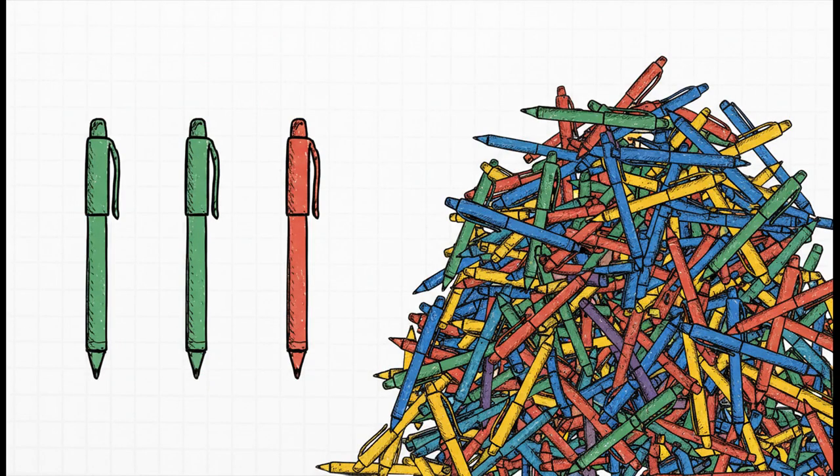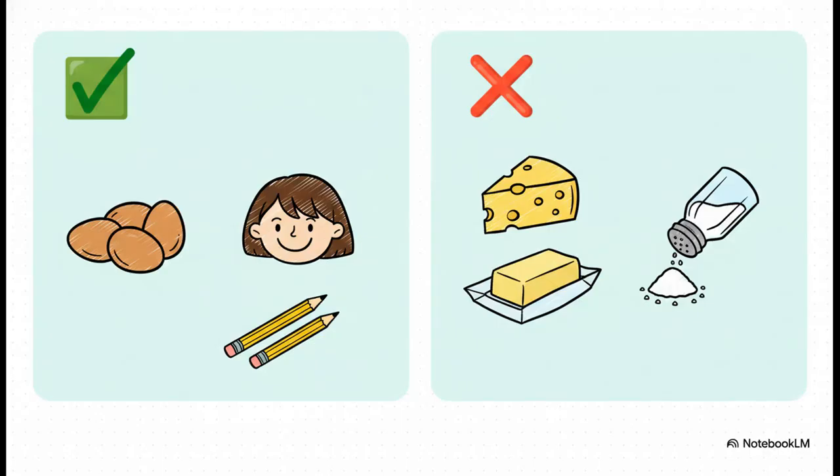And this shows it perfectly. You can have 1 pen, 2 pens, 3 pens, 100 pens, you get the idea. The main test is this: if you can stick a number in front of it and it still makes sense, you're looking at a countable noun. Now check this out. On the left, you've got all the countable things. Eggs, girls, pencils. You can count each one separately.